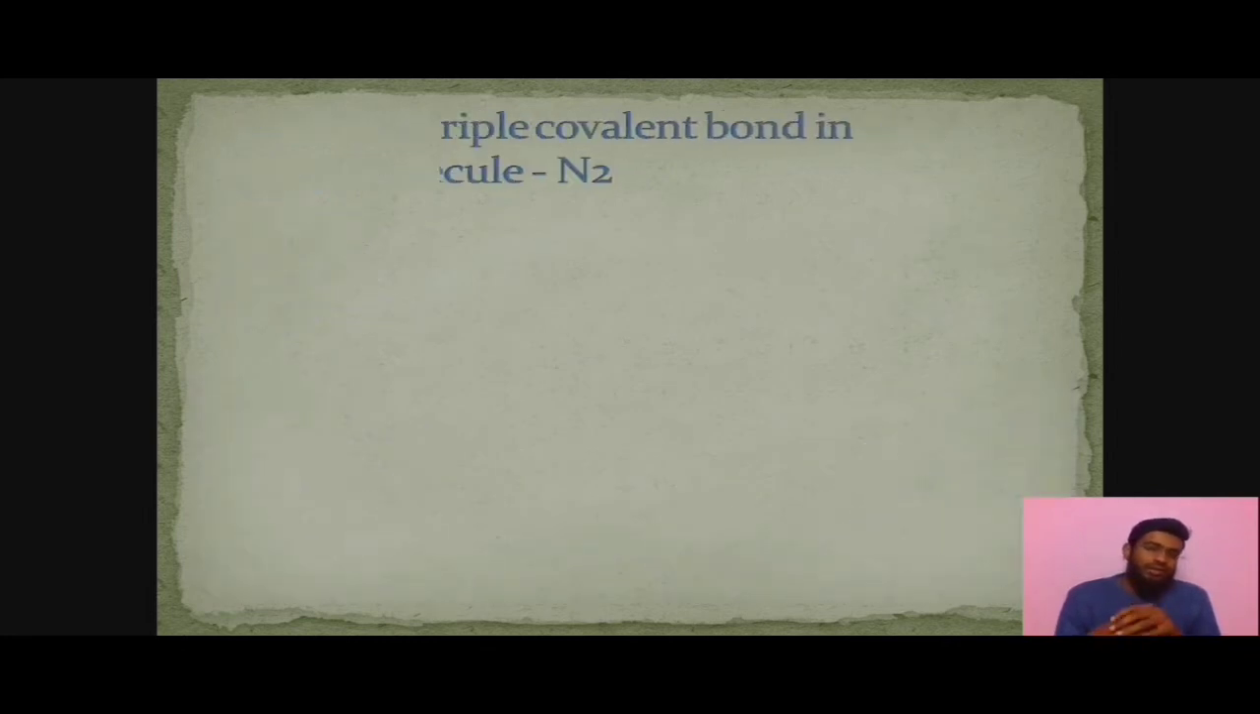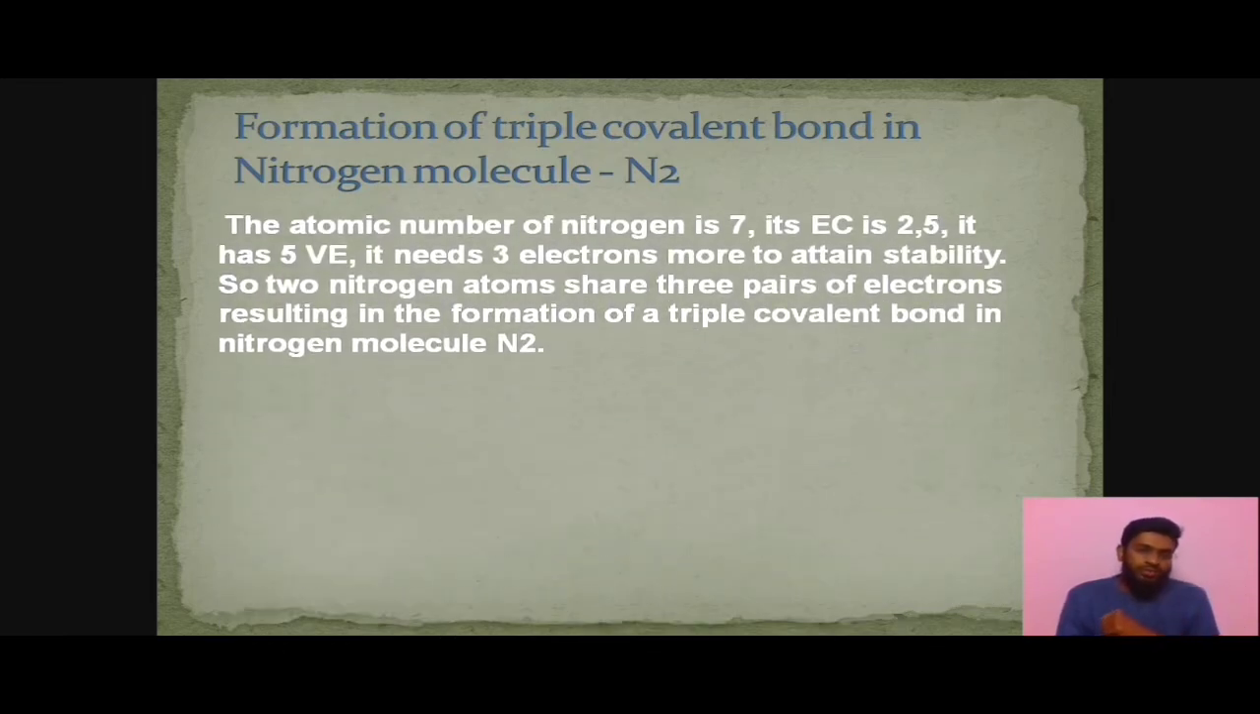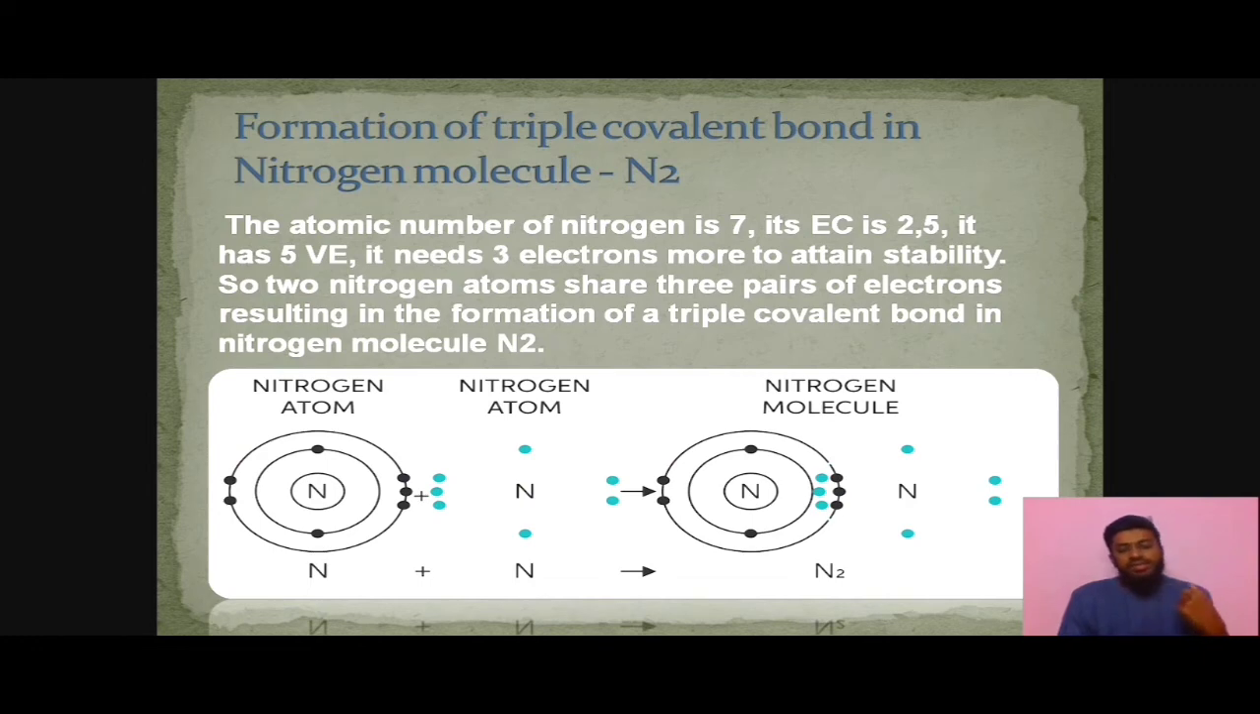And lastly, the triple covalent bond, that is in the nitrogen molecule. The atomic number of nitrogen is 7. Its electronic configuration is 2, 5. So it has 5 valence electrons. It needs 3 more electrons to attain stability. So two nitrogen atoms share 3 pairs of electrons, resulting in the formation of a triple covalent bond in the nitrogen molecule. Here we can see the nitrogen atom combined with the other nitrogen atom, and they share 3 electrons to form a triple covalent bond.